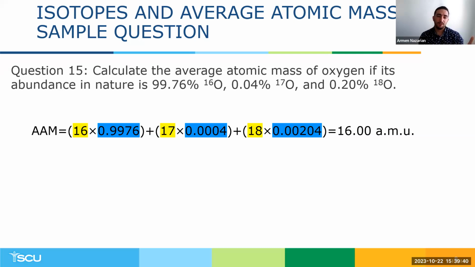What is the formula for calculating the average atomic mass? The sum of abundance times the mass of isotope. So oxygen 16 has 99.76% abundance. That means 99.76 out of every 100 oxygens are oxygen 16. So mass, which is highlighted in yellow, multiplied by abundance, which is highlighted in blue. Same thing with 17 and same thing with 18. So you sum them up, you get the average mass at 16 AMU.